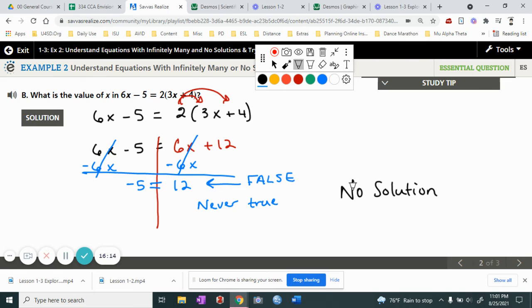Okay? You can write no solution, or you can write does not exist. Both of those are valid responses when we end up with an impossible situation.